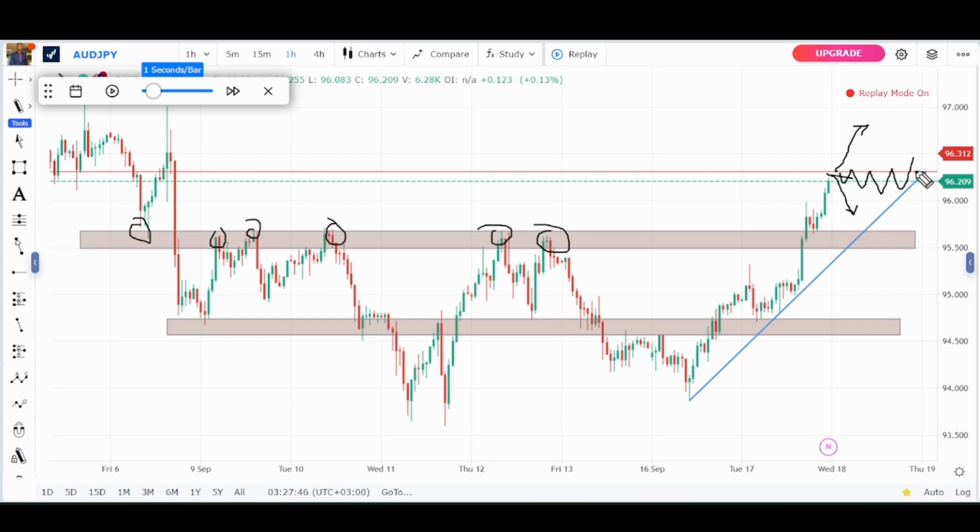If the price goes to my structure, this structure here, my prediction is that the market will push further up. And that is based on the fact that I have identified the trend as an uptrend, and structure wise, we are in an area that is likely to push the market further up. Let's see what happens.